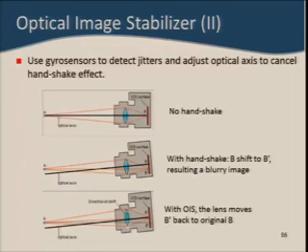So how do you do it? You use something called a gyro sensor to detect the hand movement or jitter, right? And then you do the proper adjustment to make sure that this particular point is mapped back to B rather than the second position. Okay.